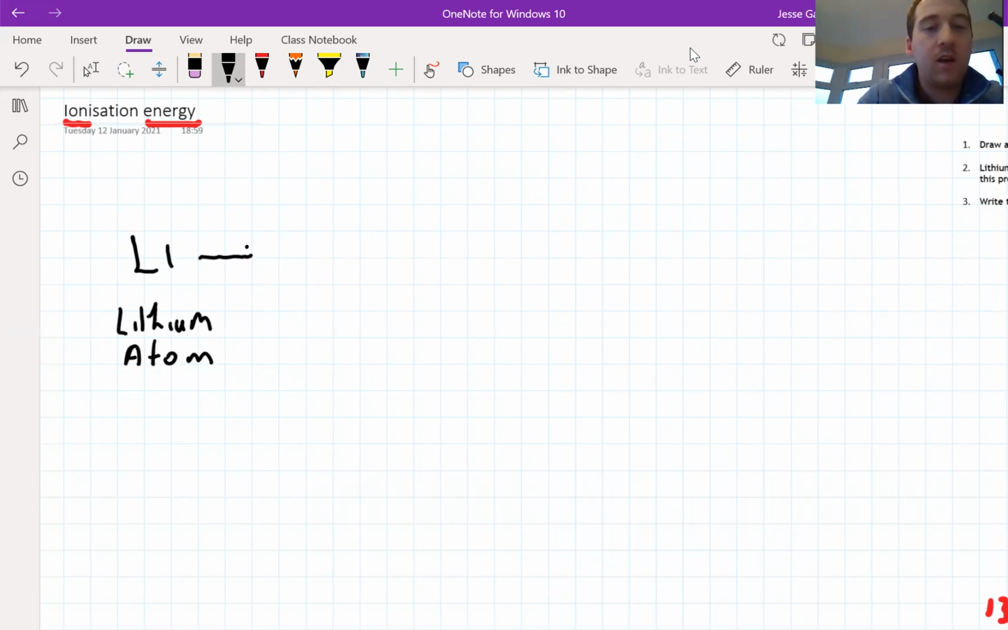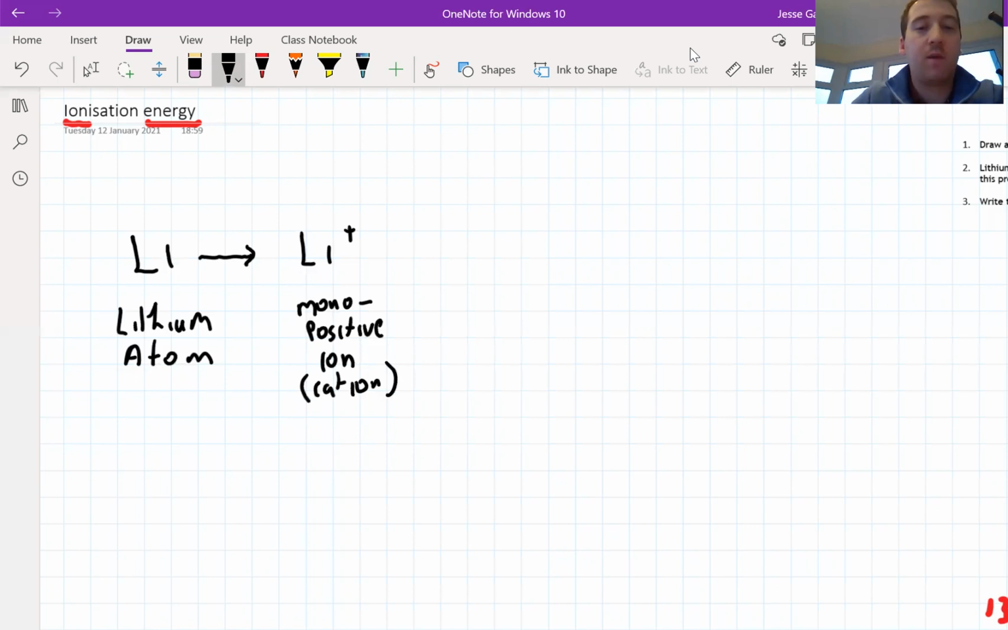Now, it can lose an electron to become Li+, like this. This is what we call a mono positive ion. Mono means one. Positive, because it's got one positive charge. Some of you eagle-eyed people out there might know that this is what we call a cation. Cations are positively charged ions. But mono positive ion because we have one positive charge. Plus an electron, because the electron is also produced. So in this particular type of reaction, we have a lithium atom becoming a lithium ion and a free electron.